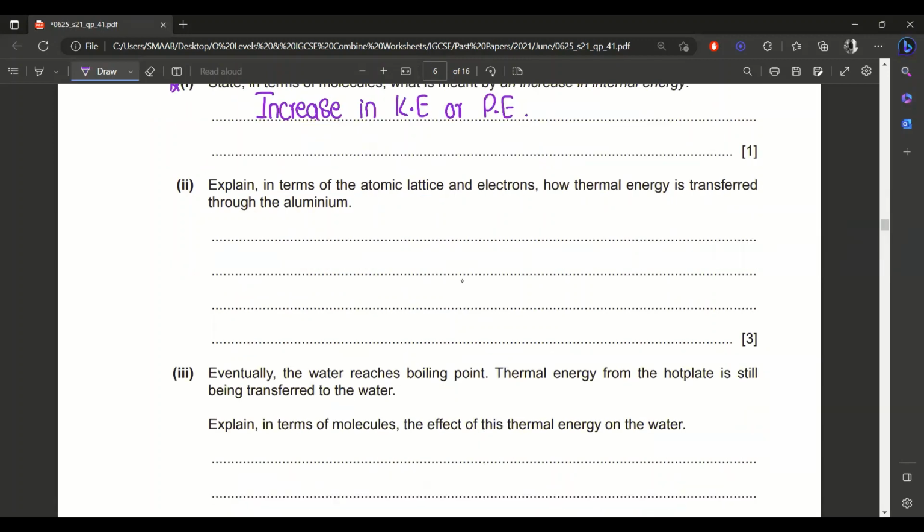And part 2, explain in terms of the atomic lattice and electrons how thermal energy is transferred through the aluminium. So now you need to explain with the formation of the electrons and the formation of that material which we are using, that is aluminium, how heat is going to be transferred through aluminium. Again, aluminium has a positive lattice with delocalized electrons.